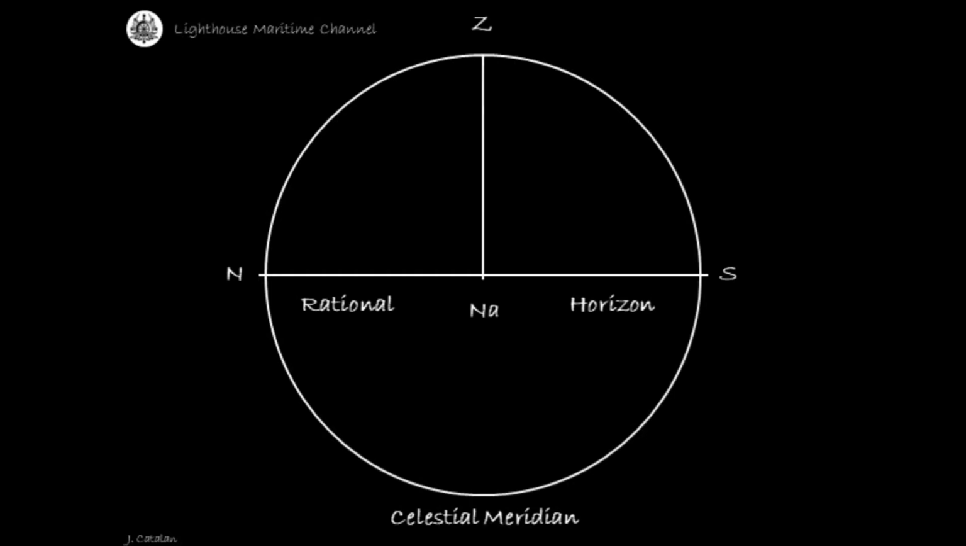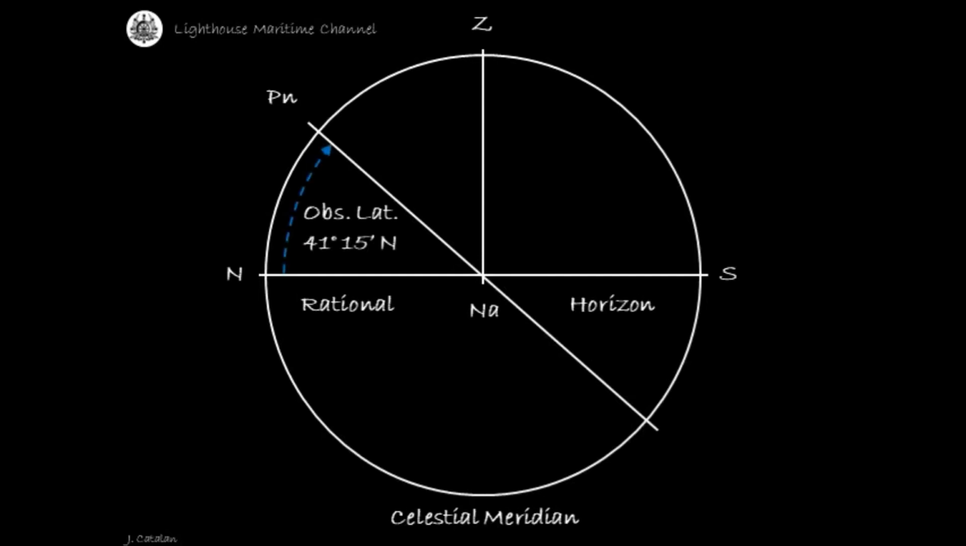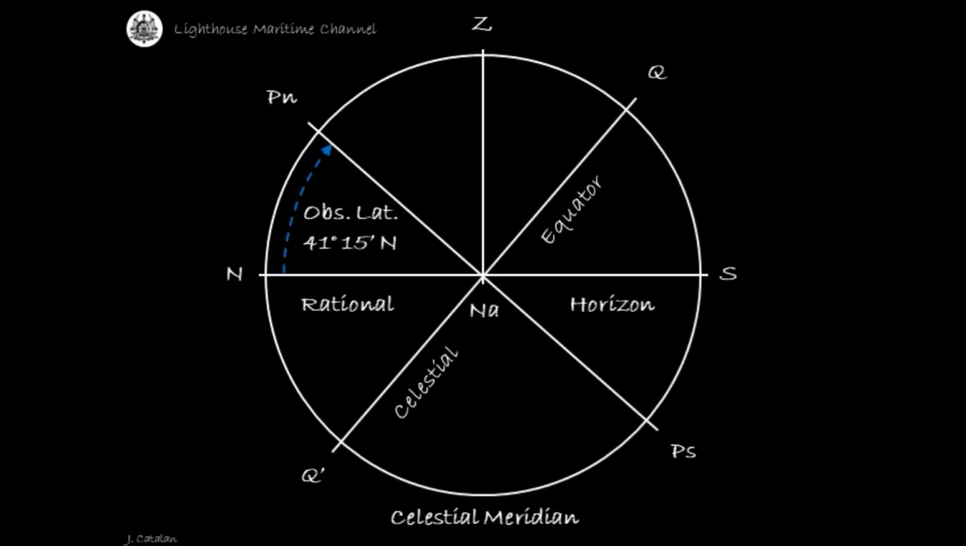Celestial meridian. Rational horizon. North point and South point. Zenith and nadir. Elevated pole north is measured from the north point of the rational horizon. The arc measured is the observer's latitude, which is equal to 41 degrees 15 minutes north. Depressed pole south is below the rational horizon. Celestial equator is 90 degrees, or perpendicular, to the celestial poles.